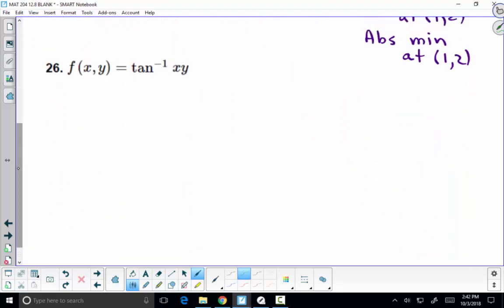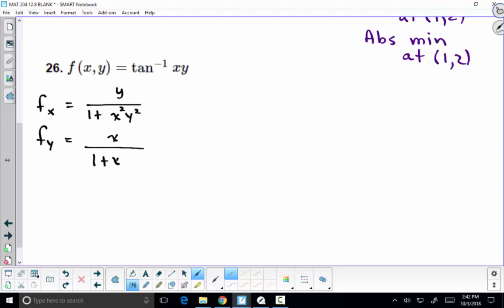All right, let's take a look at inverse tangent of xy. So again, we'll find our partial derivatives. So f sub x, f sub y. That's going to be partially with respect to x. We'll do our chain rule part. The partial of the inside with respect to x is y. And then we get 1 over 1 plus x squared y squared. So those are our first order partials.